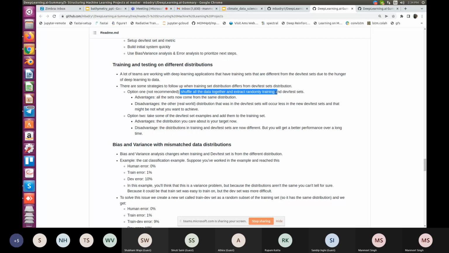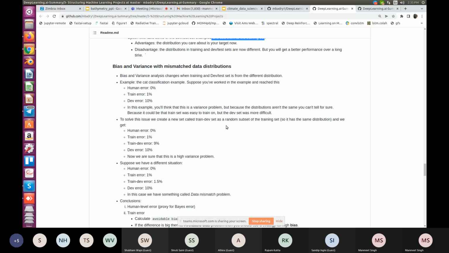The second option is to take some of the dev or test set examples and add them to the training set. So you are deliberately bringing some of the samples from the dev or test set and adding them to the training set. And the distribution that you care about is now your target in the training data. The disadvantage is that the distributions in the training and test sets are now different, but you want better performance over the long term. So the next advice is on bias and variance with mismatched data distributions.